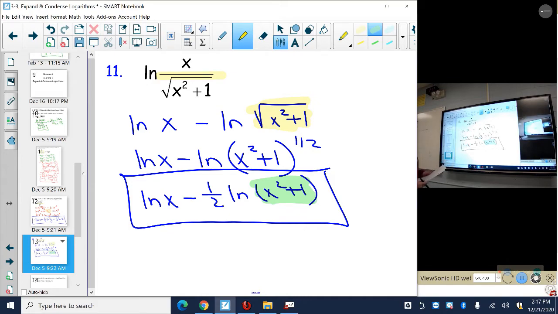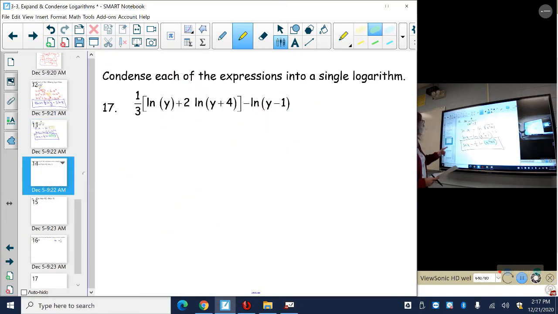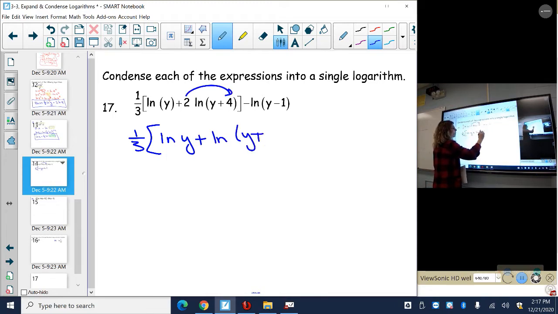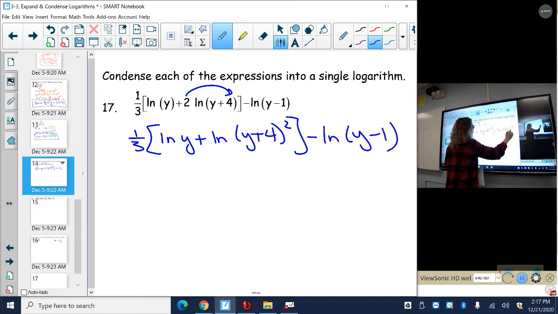Okay, turn your paper over. Number 17, the directions say to condense each of the expressions into a single logarithm. So we work from brackets inside out. So the very first thing we need to do is put on missing powers back on. So I have the 1/3 natural log of y plus, put this 2 back on, the natural log of y plus 4 squared, natural log of y minus 1.